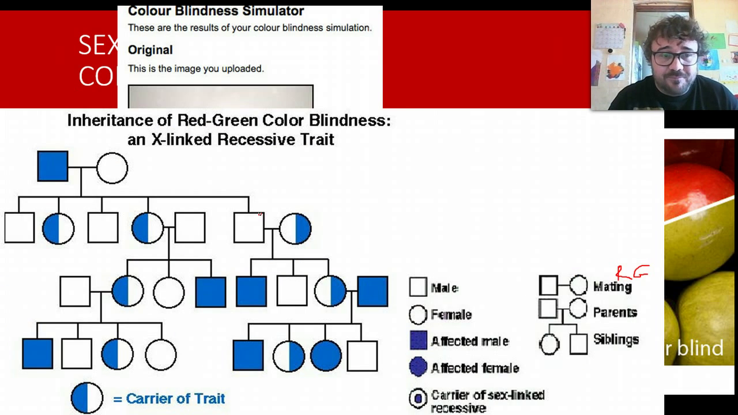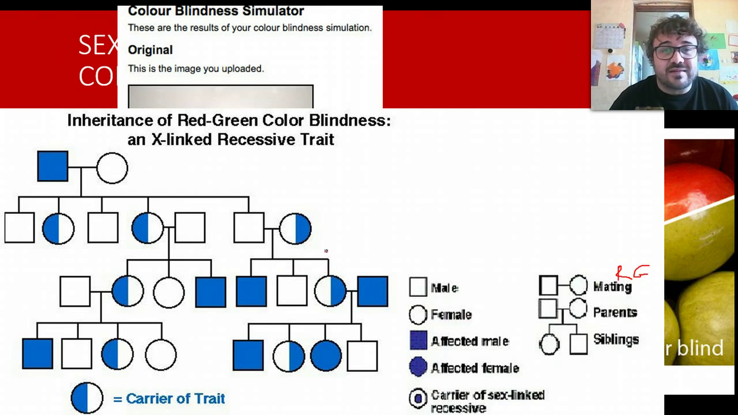And here is a pedigree. We have an affected male and an unaffected female. None of his boy children can be affected because he gives them a Y chromosome. Of his daughters, all of the daughters will be carriers. It's the next generation where we see it start to pop up.